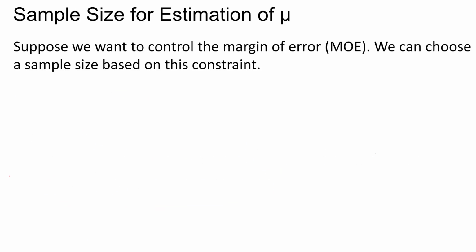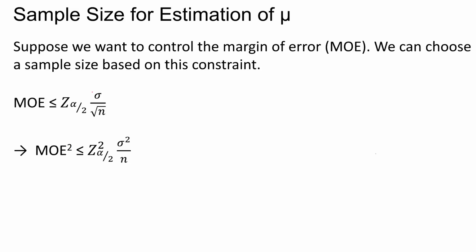Okay, so we can plan ahead and get a sample size estimate when we're trying to estimate mu. So suppose we want to control the margin of error, otherwise known as the MOE. We can choose a sample size based on this constraint. So if we've got that the MOE has to be less than or equal to a certain amount, we can set up this inequality where we define what the MOE is. The margin of error is a z critical point times sigma divided by the square root of n, and we can just solve for n.